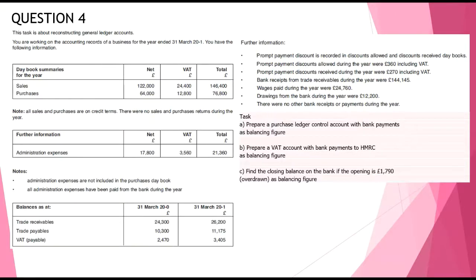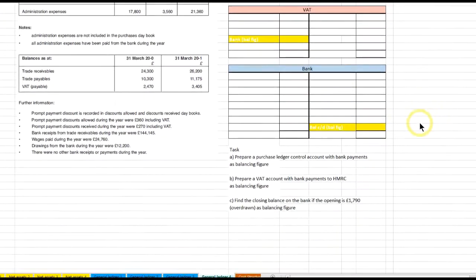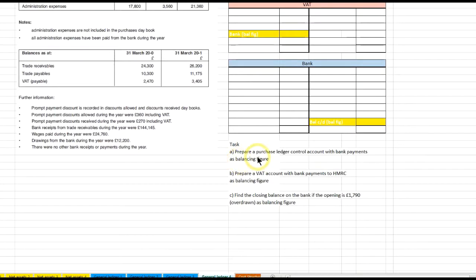Let's do one last example, slightly bigger this time. This is a bigger question, and let's just look at what we're required to produce. We need to prepare a purchase ledger control account with our bank payments as the balancing figure, a VAT account with bank payments to HMRC as the balancing figure, and then find the closing balance on the bank if the opening balance is 1790 overdrawn.